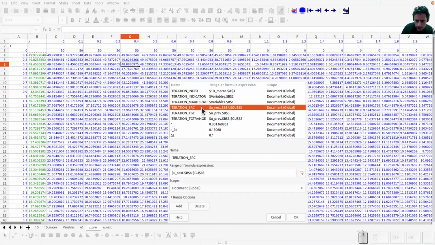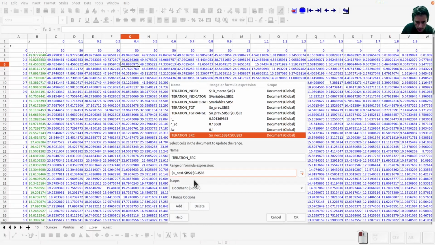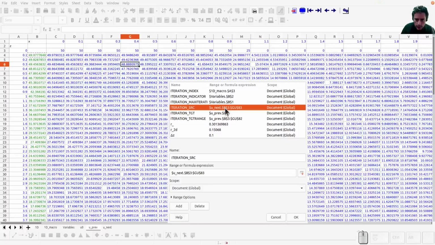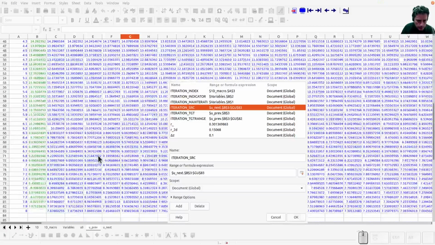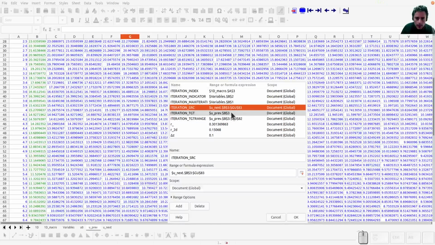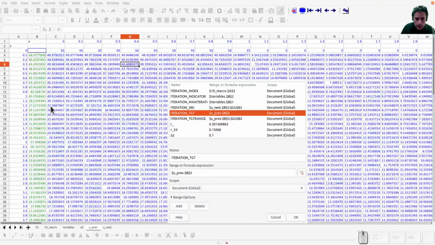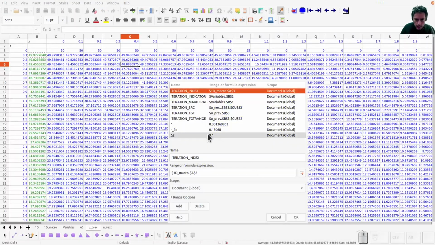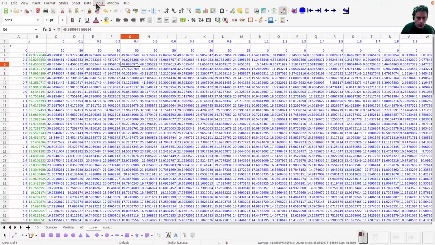Iteration source, it's from B3 to GU83. GU, okay. And iteration target is indeed B3. Okay. Now again, we try one iteration. Running the macros, macro run.